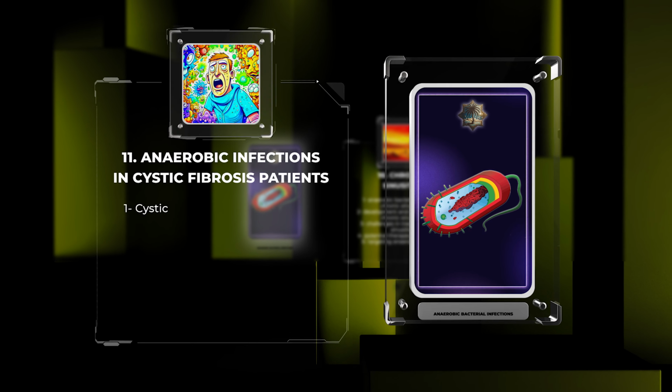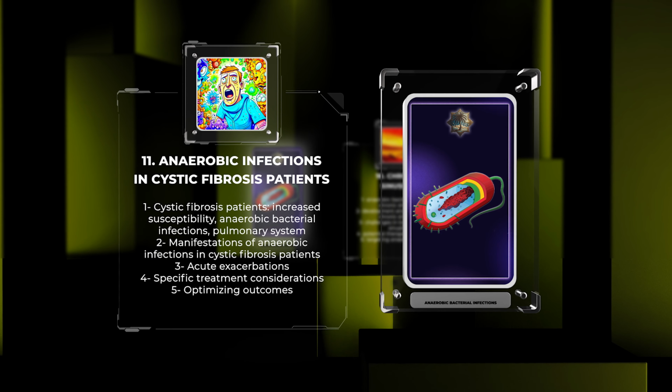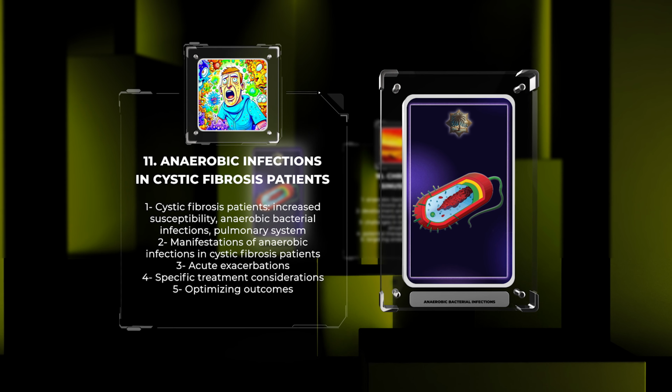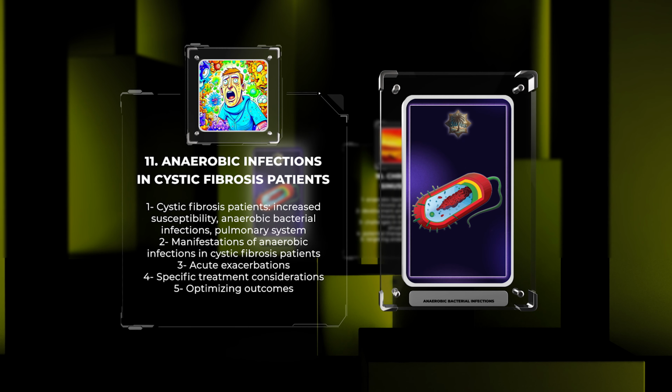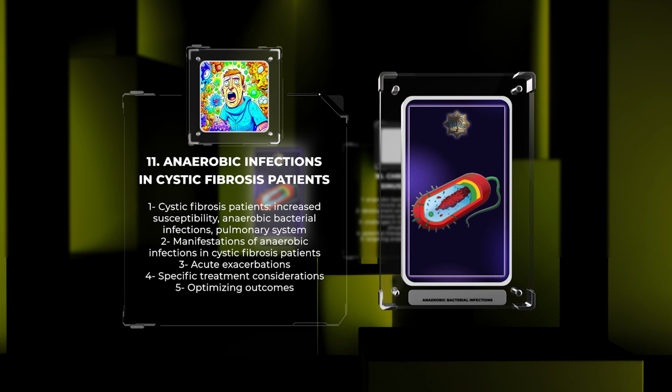Cystic fibrosis patients bear an increased susceptibility to anaerobic bacterial infections, particularly in the pulmonary system. This topic will focus on the manifestations of anaerobic infections in these individuals, including acute exacerbations, and discuss specific treatment considerations needed to optimize outcomes.